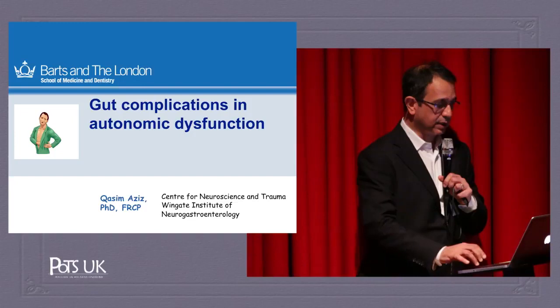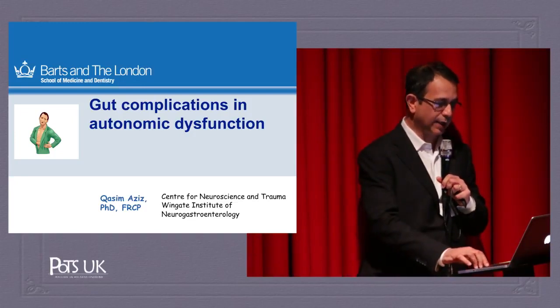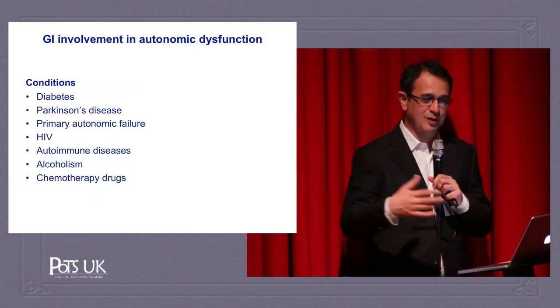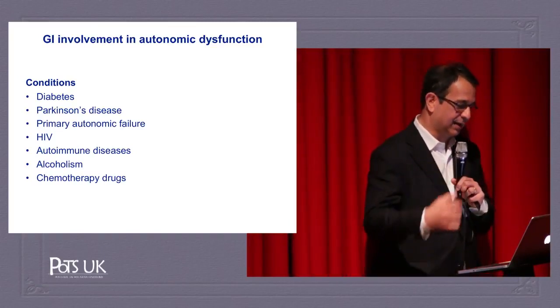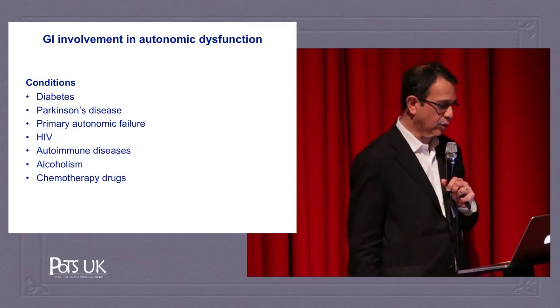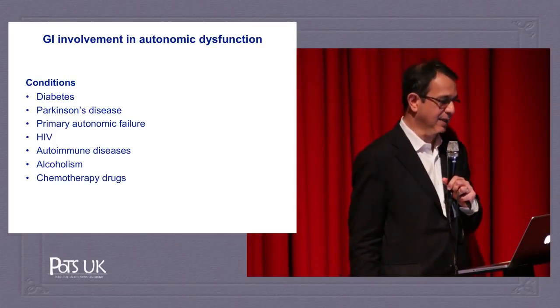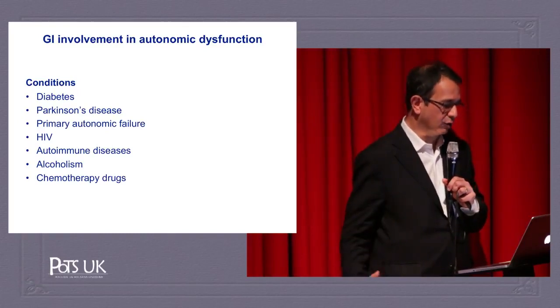The title of my talk is Gut Complications in Autonomic Dysfunction. So I thought I should have one slide at least which talks about autonomic dysfunction in a more general way before I try and steer towards POTS. There are a number of different conditions that can cause autonomic dysfunction, and I've got a list there. Diabetes perhaps being the most common, and of course we see this in neurological diseases.